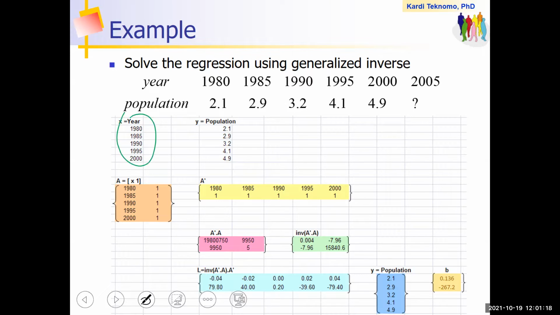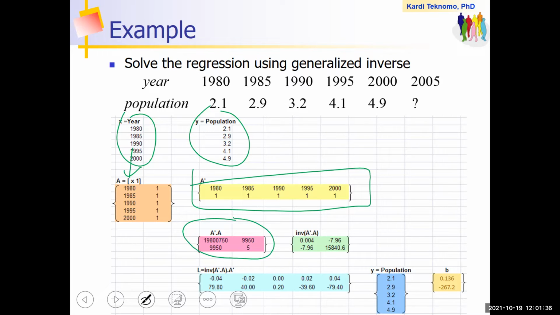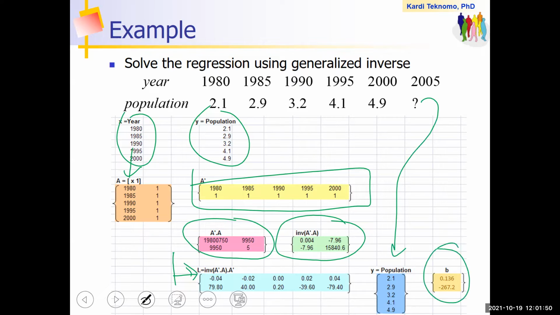So you have this data X and Y, right? And then you put the X into a matrix A, and then you get the transpose of A. You multiply A transpose with A, and after that you get the inverse of that. And then you get the generalized left inverse. Because you know the population here is Y, then you get the B. B is just L times Y, right?